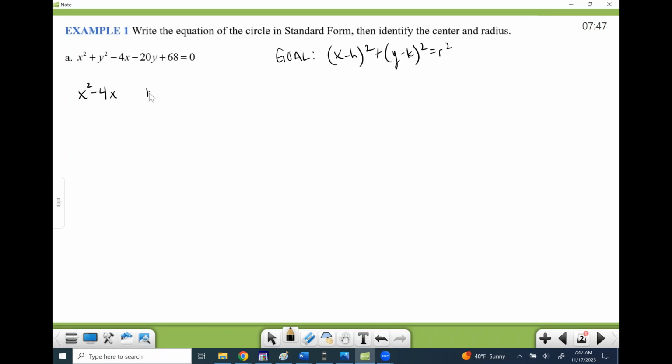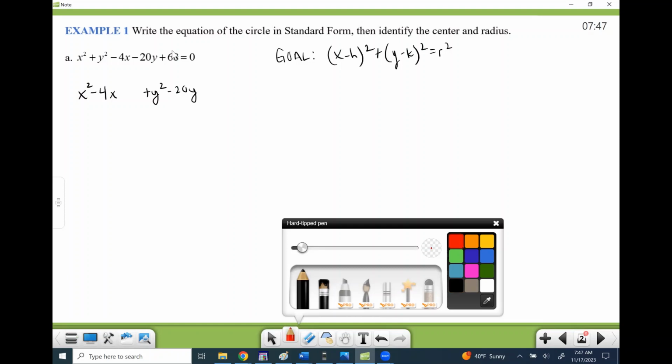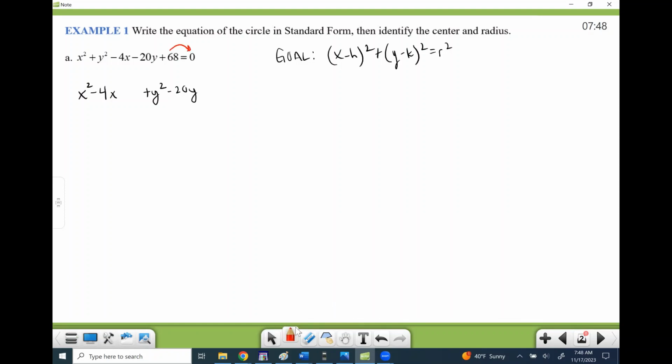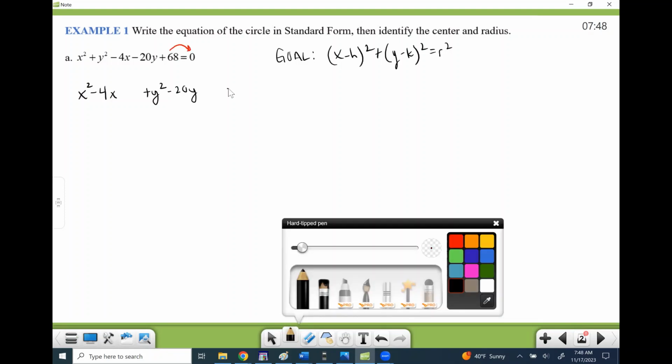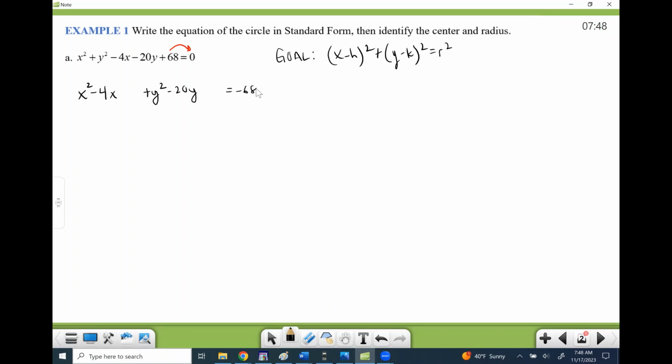Then I'm going to write my y terms. So I'm going to put y squared and negative 20y close by as well. And then any constant, I'm just going to move over to the other side. So this will end up being a negative 68 because we subtracted it over. And again, I'm leaving some space after that negative 20y because I also want to add a number here to give me a perfect square trinomial.